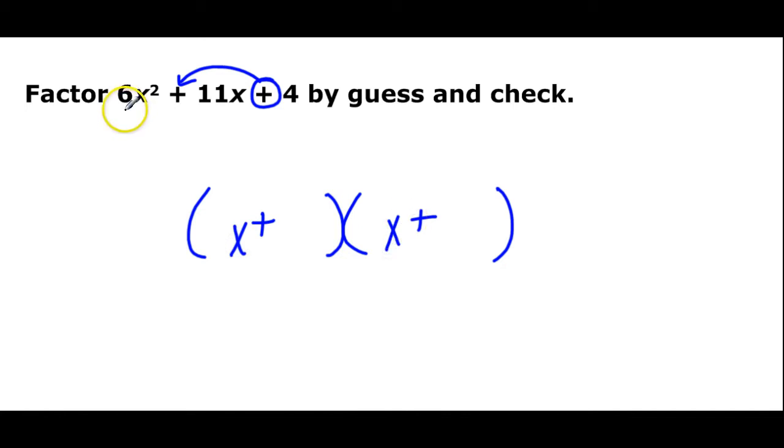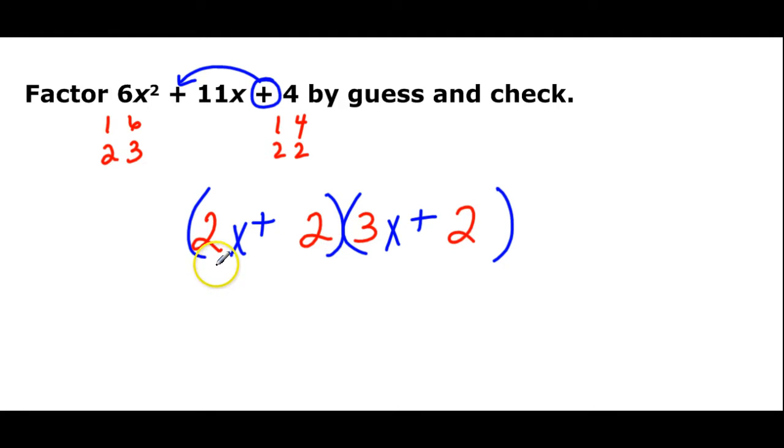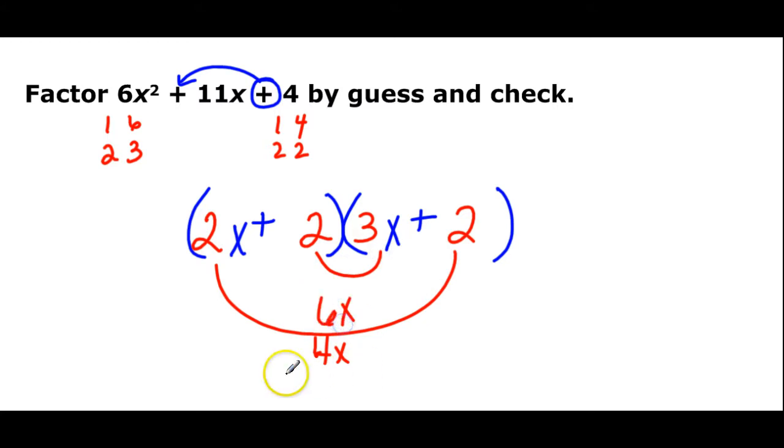Now I'm going to ask you to list the factors of 6. 1 and 6, 2 and 3. Factors of 4, 1 and 4, 2 and 2. And now I want you to guess and check. So I'm going to guess a 2 and a 3, and I'm going to guess a 2 and a 2, and then I'm going to check it. My outers give me 4x. My inners give me 6x. When I put those together, I get 10x. 10x is not what I'm looking for. So I guessed, I checked, it didn't work.